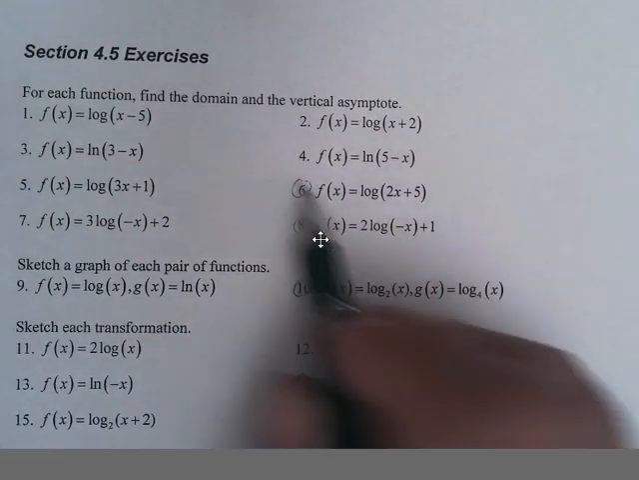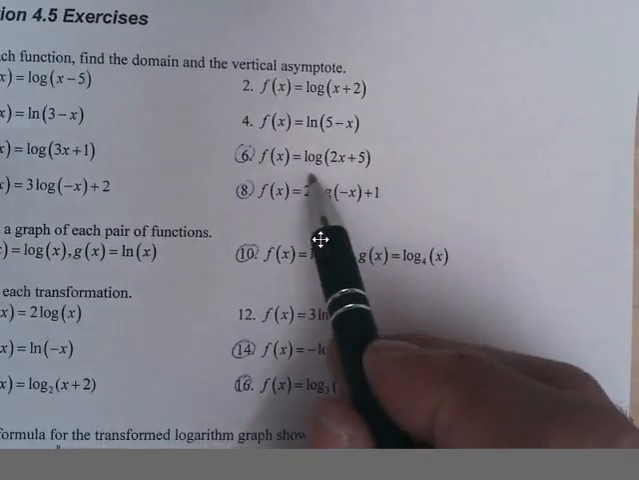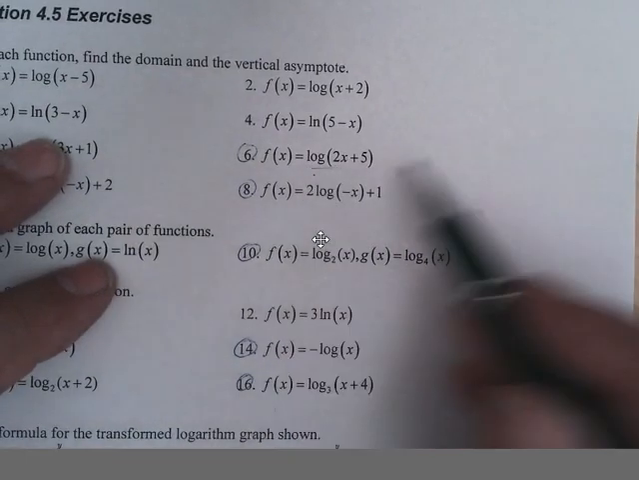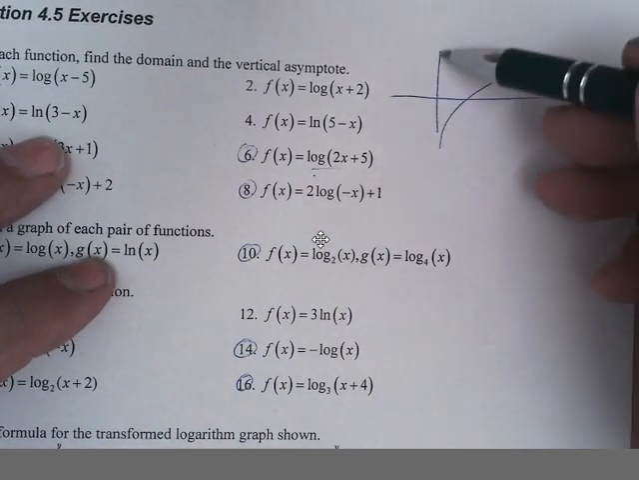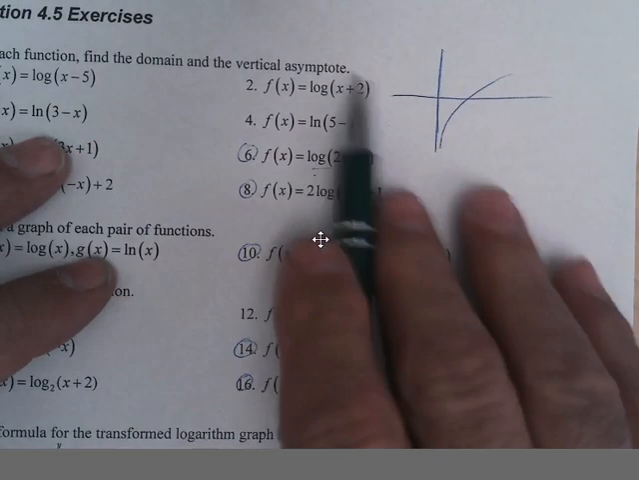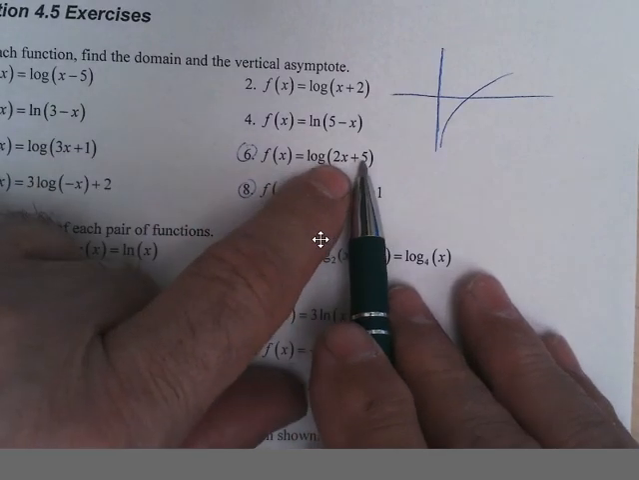Okay, on section 4.5, we had to do just a handful of problems here, 5 of them. And the first one is to find the vertical asymptote. And with logs, the vertical asymptote is the y-axis. So it will move if the thing is moved. And so this has two things on it.